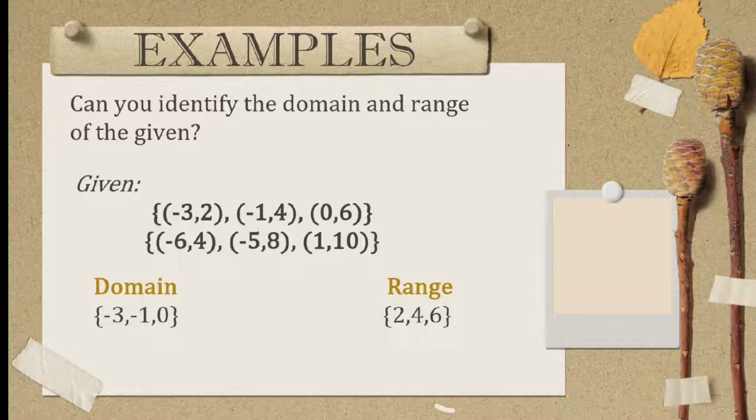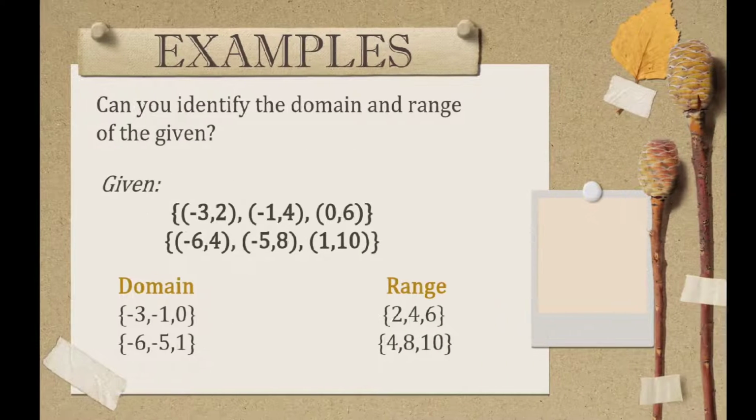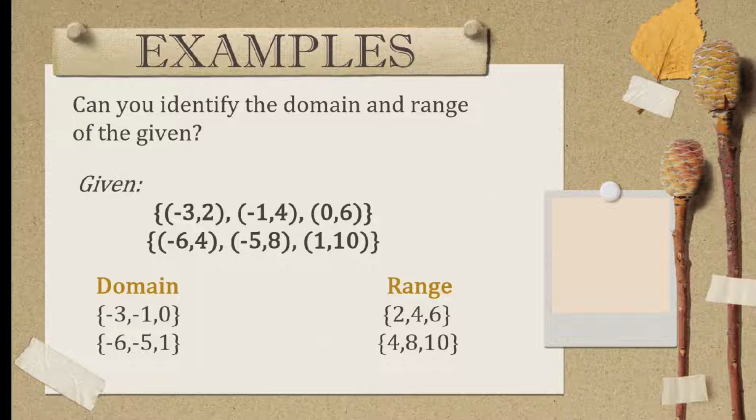Another given. Negative 6, 4, negative 5, 8, and 1, 10. I will give you 10 seconds again to identify the domain and the range. Time's up. So, the domain in this given are negative 6, negative 5, and 1. And the range in this given are 4, 8, and 10. That's it for domain and range of a relation.